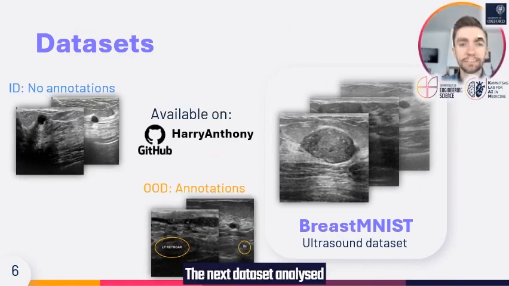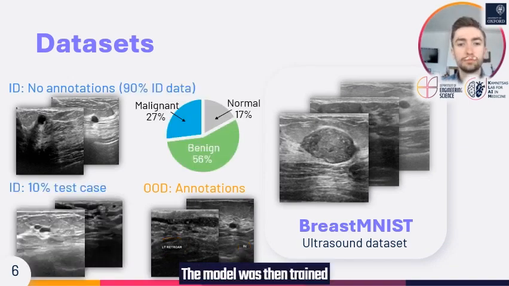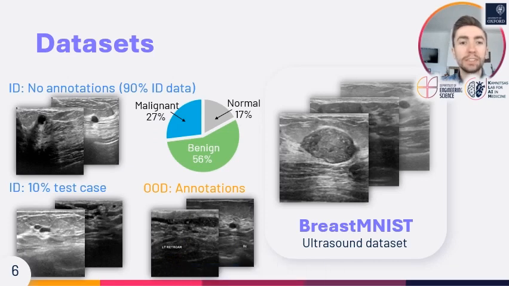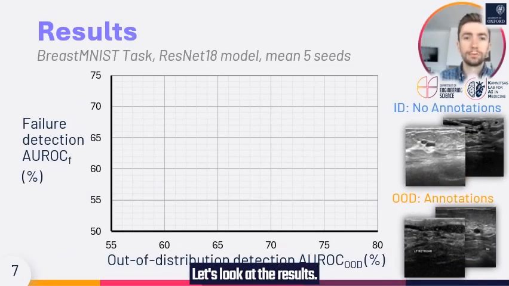The next dataset analyzed was BreastMNIST, where we separated images without annotations from images with annotations, with the latter being our OOD test cases. The model was then trained on images with no annotations to classify between malignant tumors, benign tumors, and images with no tumors. And then the OOD methods were applied to the held out images. Let's look at the results.